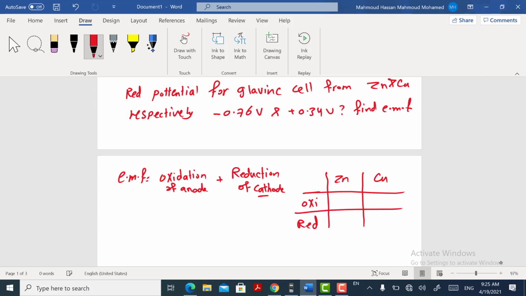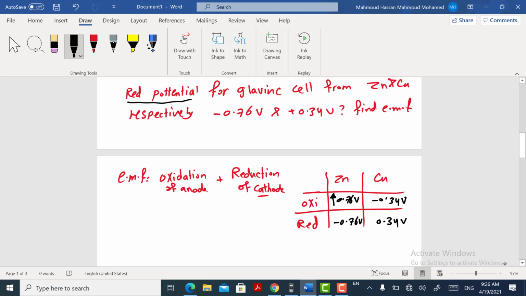I'll tell you in the problem that the reduction potential is negative 0.76 volt and 0.34 volt. The oxidation potential equals the reduction potential but with the opposite sign, so it will be 0.76 volt, negative 0.34 volt. The higher in oxidation potential becomes the anode. Who is the higher in oxidation potential? Zinc. So it is the anode.